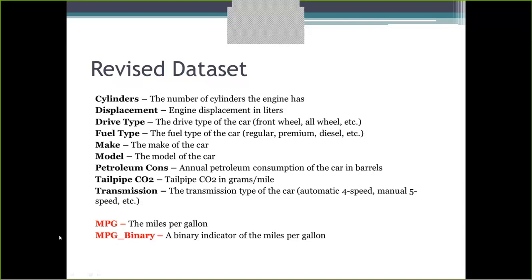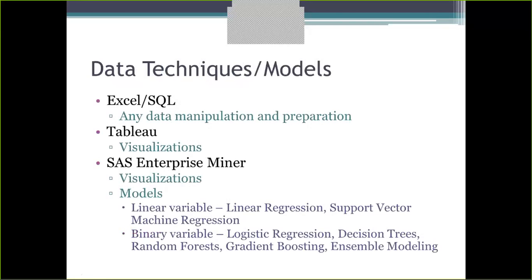And then the two variables that we have in the red there, miles per gallon, this is a linear variable. And then I also created a binary variable of this, which is basically based on the mean of the miles per gallon. So say the miles per gallon average turns out to be 21. Anybody below 21 will have a value of 0, and anybody above will have a value of 1. This is in order to basically do more models.